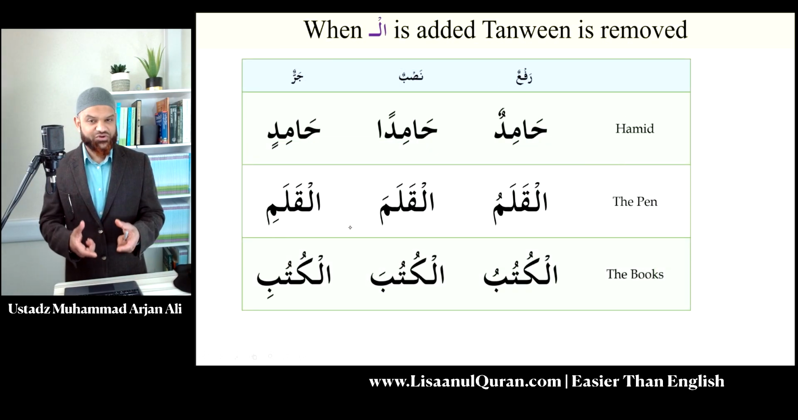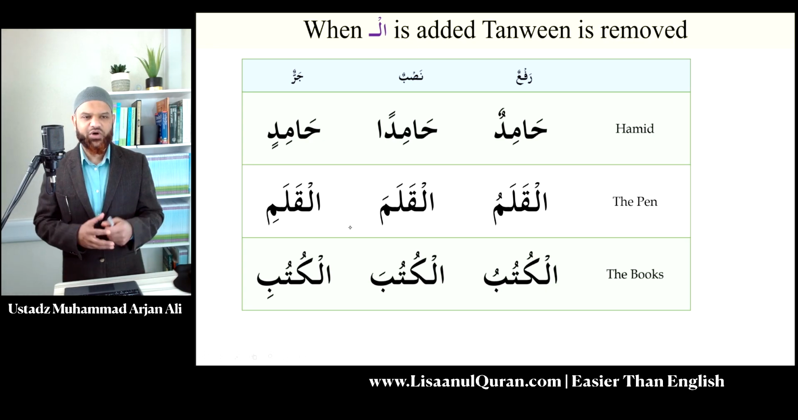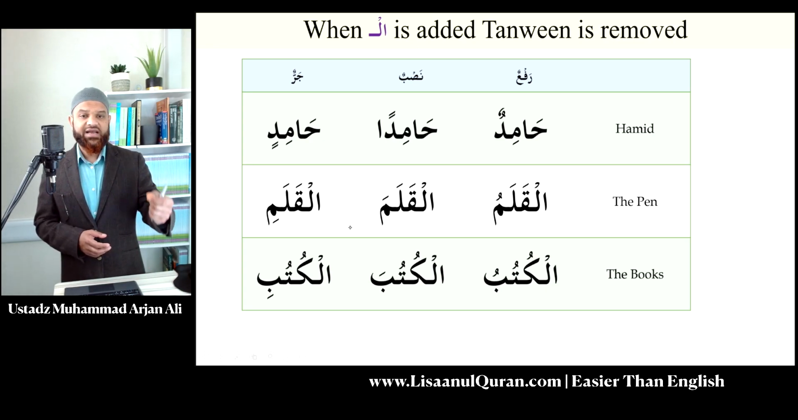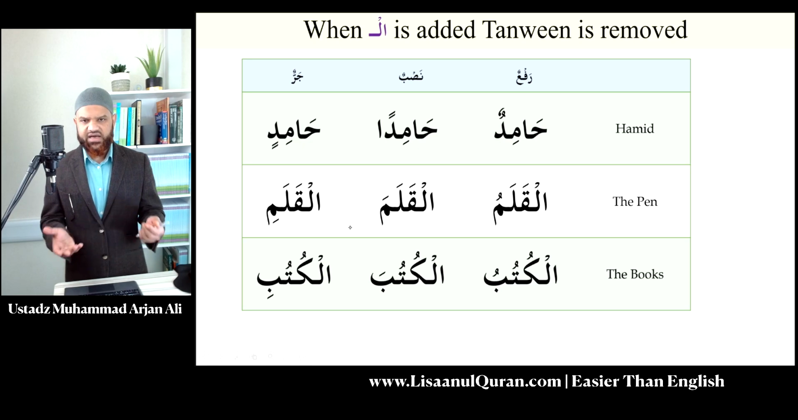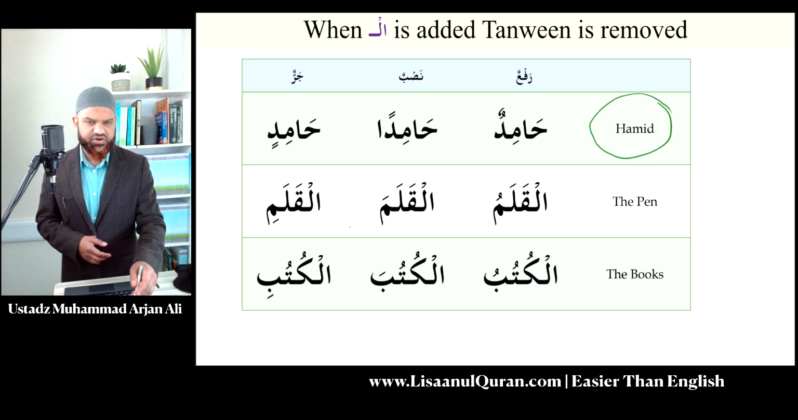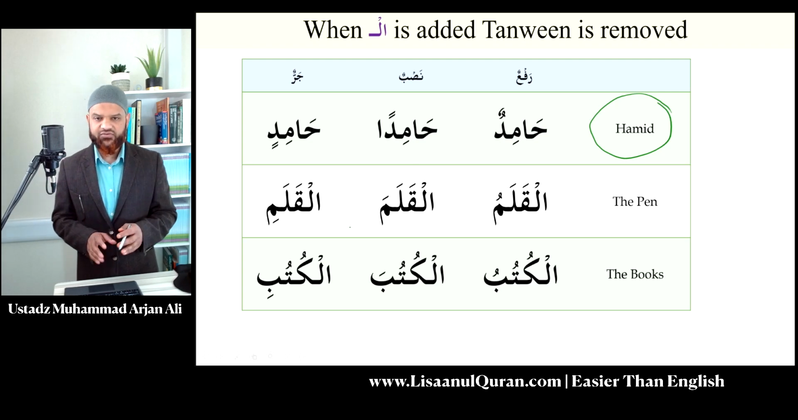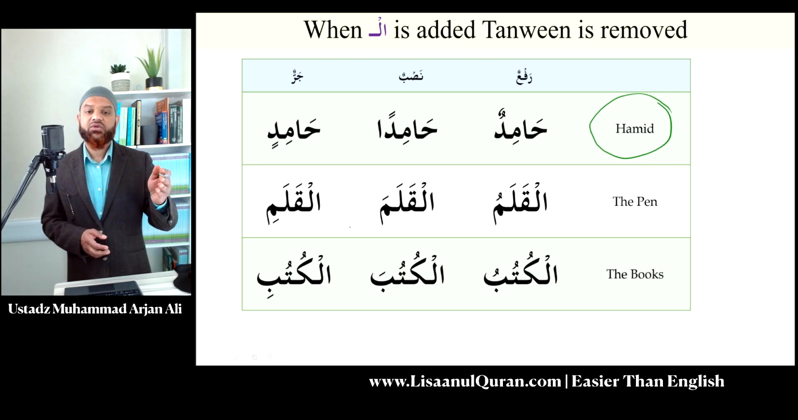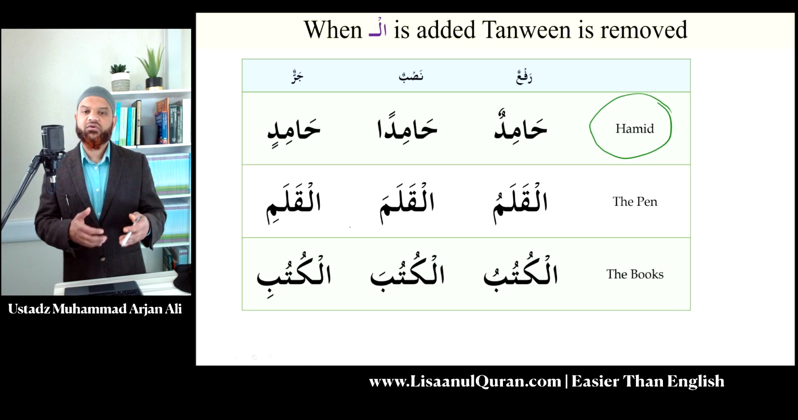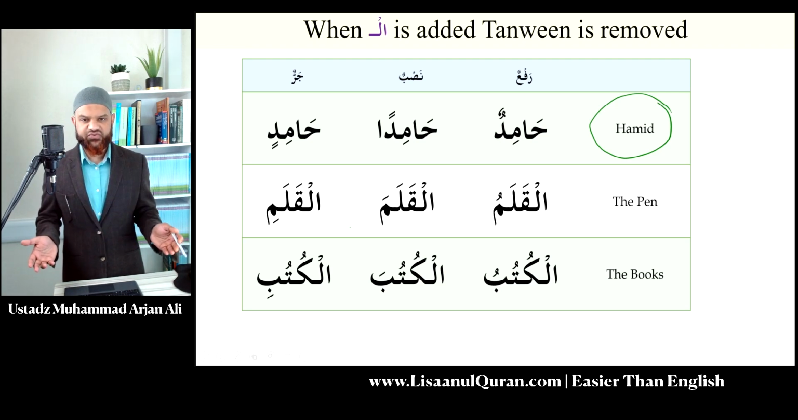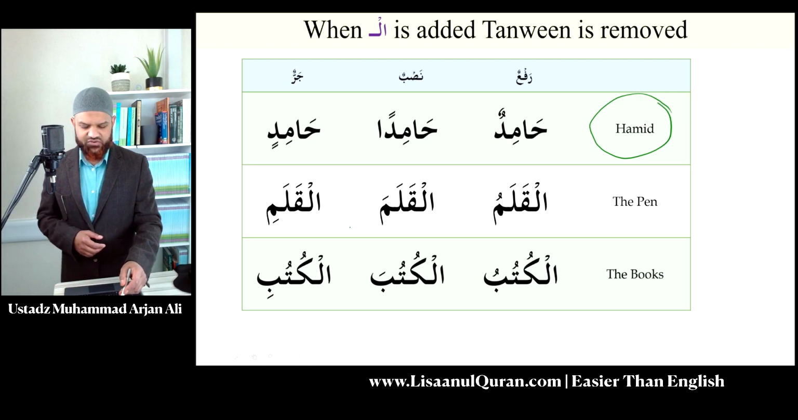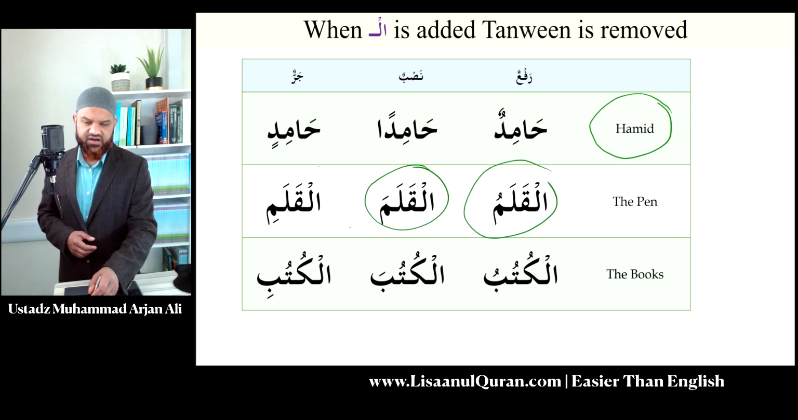Another important point I want you to remember, it's been labored many times, but let's do it one more time. If you can add al to the word with tanween, you cannot add it to a proper noun. So Hamid is a proper noun, like London. You don't say the London, so you can't say al-Hamidu, for example, in Arabic, of course. But words like pen, books, whatever, you can make definite by adding al. What happens when you add al? Tanween is removed. Very obvious point. Inshallah ta'ala, you can see that. And it is still rafa, nasab, and jar.